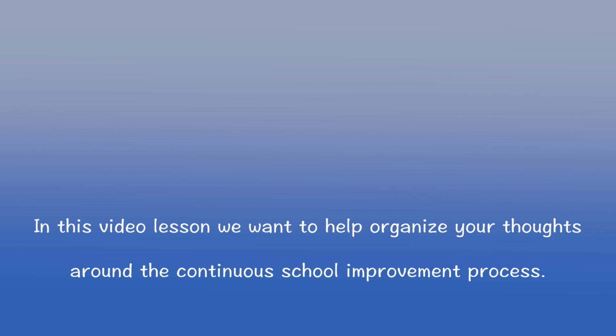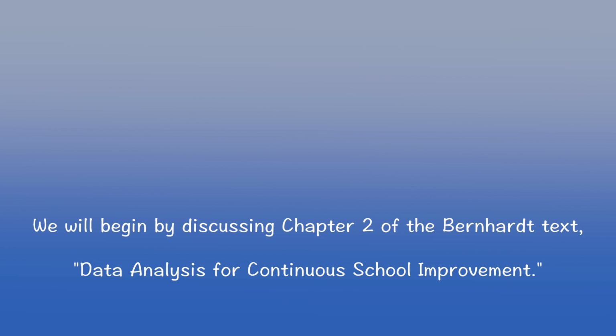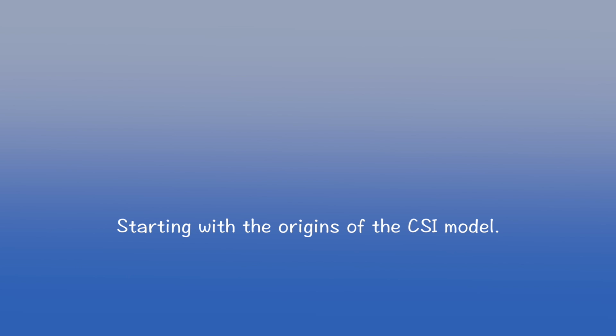In this video lesson we want to help organize your thoughts around the continuous school improvement process. We want you to conceptualize the entire framework, its origins and the focus of this course. We will begin by discussing Chapter 2 of the Bernhardt text, Data Analysis for Continuous School Improvement, starting with the origins of the CSI model.